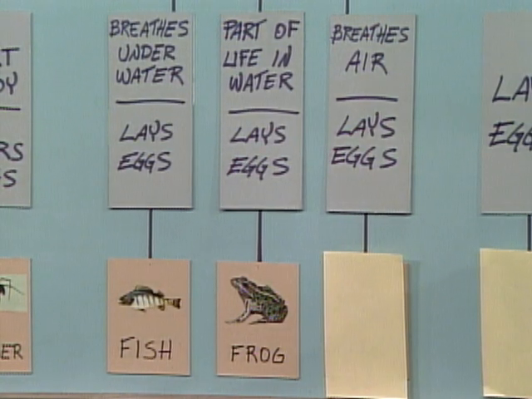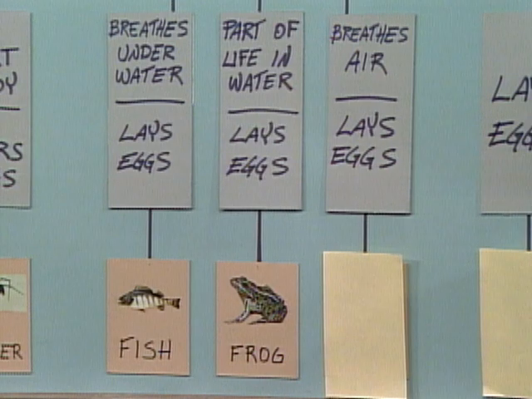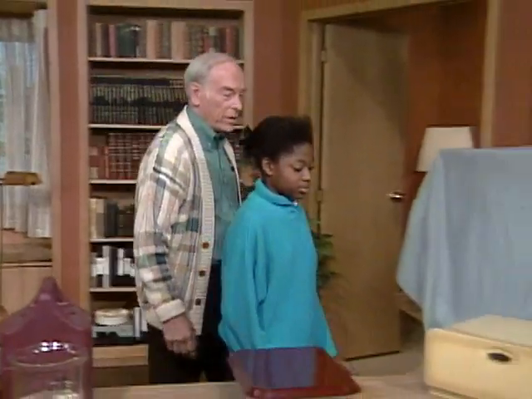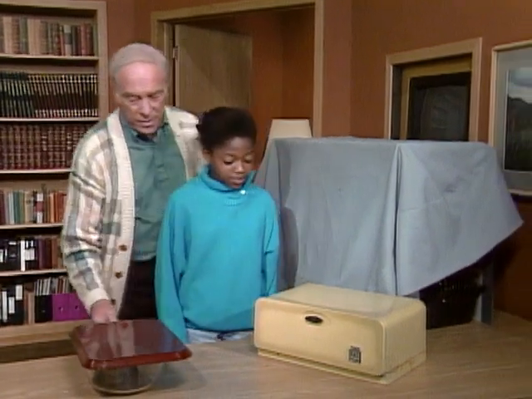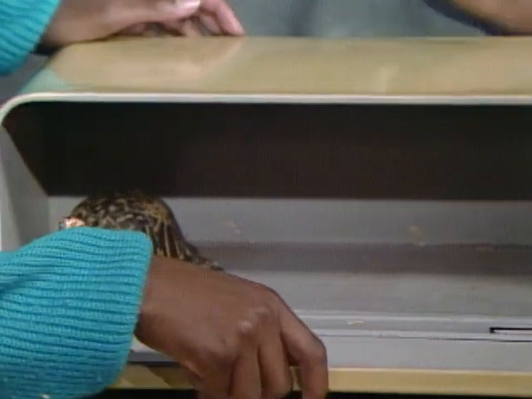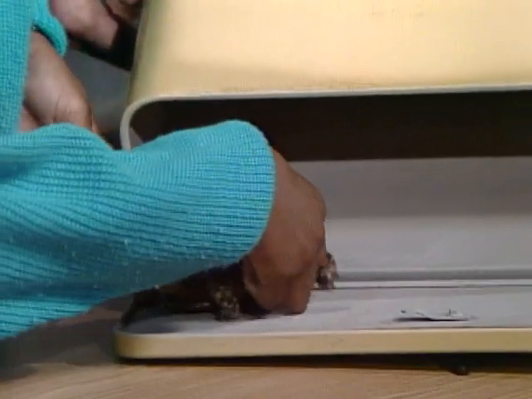Next. Cold blood, breathes air, and lays eggs. Okay, and that animal is over there in the bread box. What do you think it is? Probably a turtle. Okay, go ahead, open the bread box. Here he is.